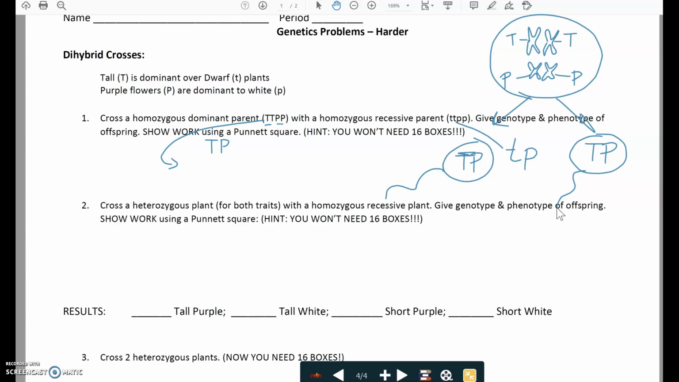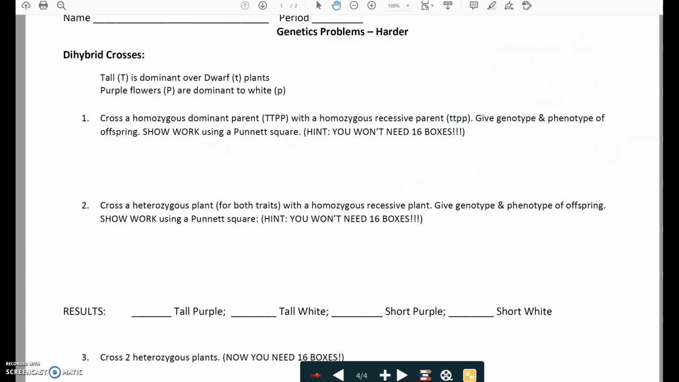All right, so that's where we're getting this. This is why you can't put TT. They shouldn't be giving two copies of T. They're going to give one copy of T. The other parent is going to give one copy of T, and you're going to get an offspring. So let me erase all of that, and we'll go back and work this out.